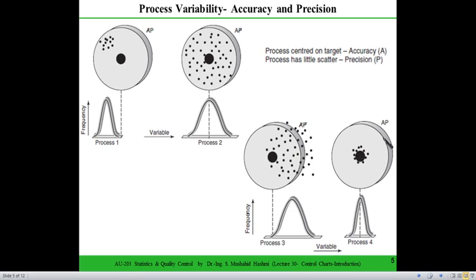So for any process, whether a production process or a service process or whatever the process is, there is variability present in terms of accuracy or in terms of precision. In statistical terms, bias is represented by accuracy, and variability can be quantified as precision. If it is a smaller variation, it means it is more precise.